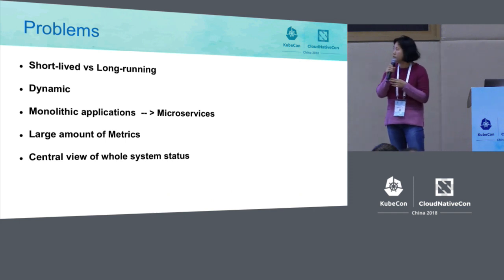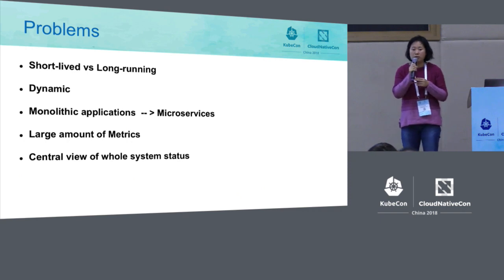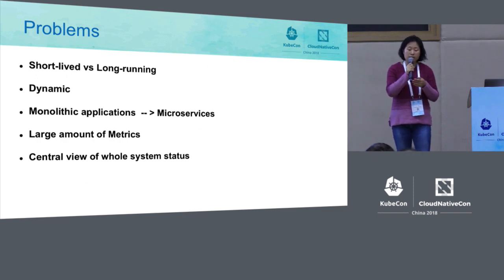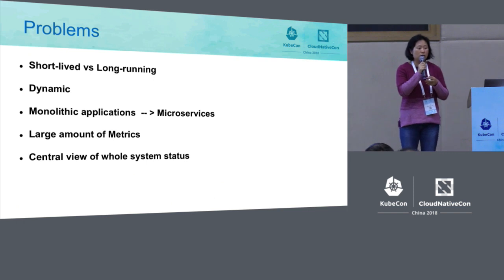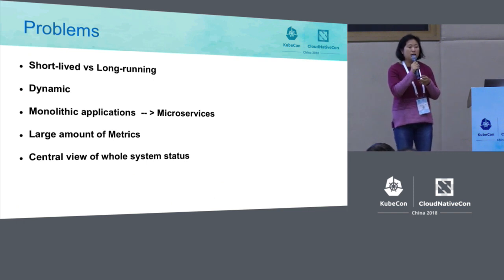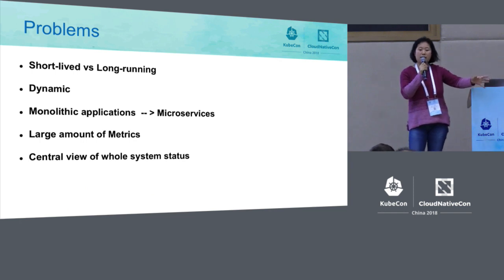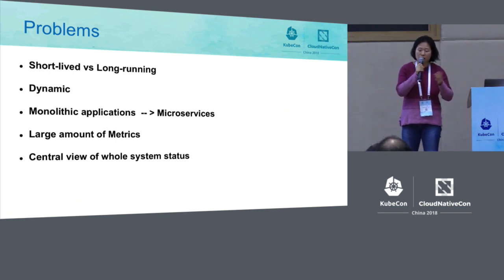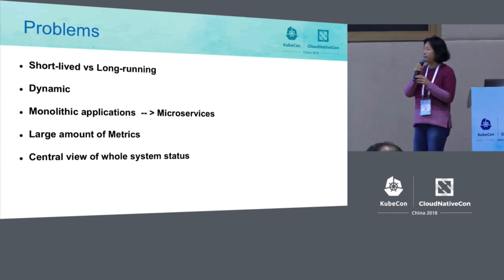The second challenge will be the dynamic. Previously, the workload was running on the server, and we just needed to monitor CPU, memory and disk. But now, because Kubernetes has its own functionality, sometimes your pod is running on this node, but later it just moves to another node. So in this case, how do you monitor them? How do you detect the problem? This will be a challenge.